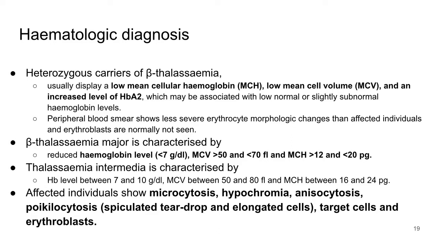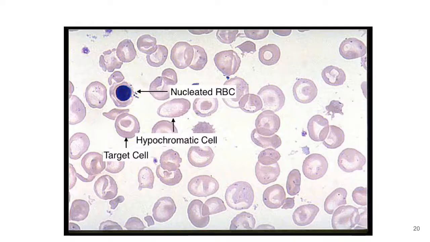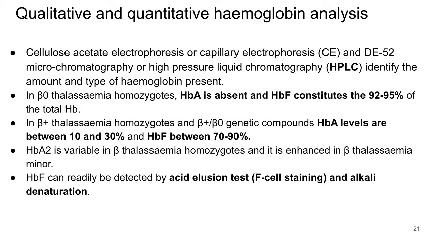And all affected individuals show microcytosis, hypochromia, anisocytosis, poikilocytosis, target cells, and erythroblasts. The diagram showing peripheral smear of thalassemia patient, where you can see hypochromatic cells, target cells, and nucleated RBCs. Electrophoresis and chromatography identify the amount and type of hemoglobin present.